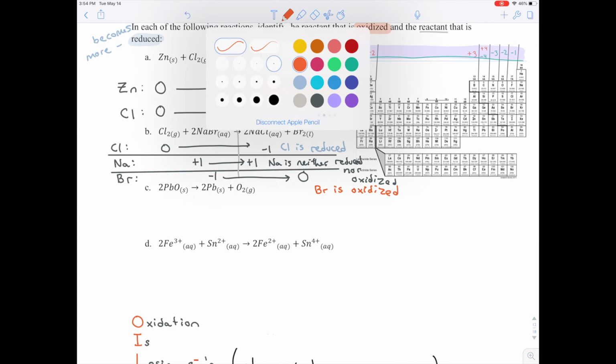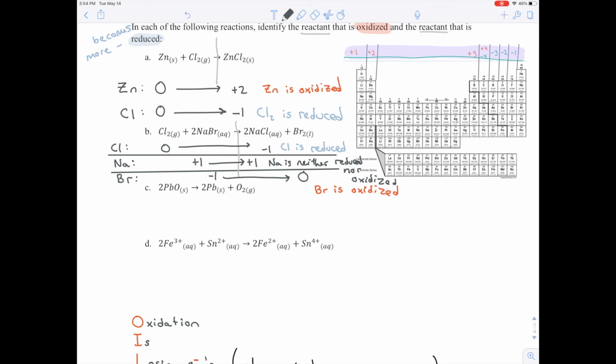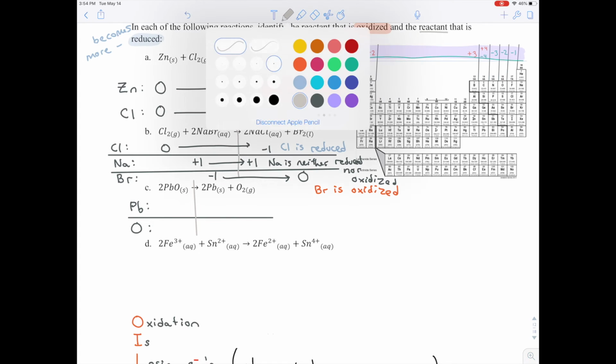All right, let's try C. Same procedure. Here we have two elements. We have lead and we have oxygen. So let's make a little table. And you always want to separate the left side of the arrow, the reactants, from the right side, the products.